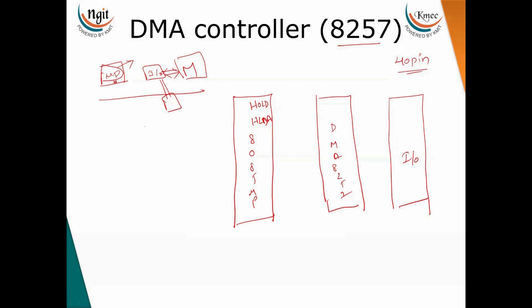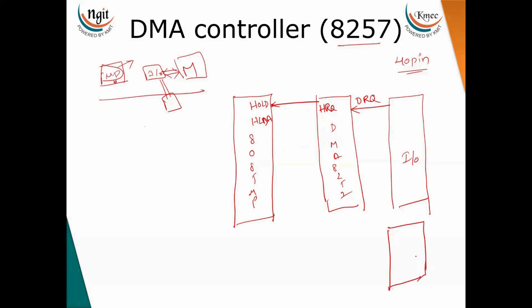Now, whenever the I/O device wants to transfer the data, first it will send the DMA request signal to the DMA. In response to this, the DMA will send the hold request signal to the hold pin of the 8085. In this DMA, the hold request pin is connected to the hold pin of the 8085. What is the meaning of this hold request? The DMA is asking for the bus control, so that the DMA can transfer the data between the I/O and memory.